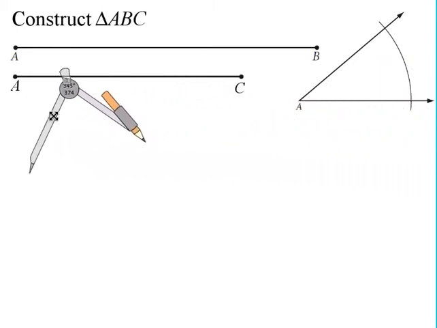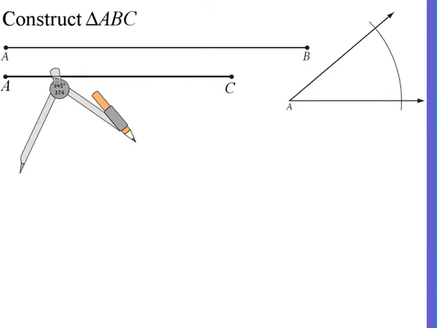Okay, now this one says construct triangle ABC, and I'm given 2 sides and an angle. Once again, where do you think I'm going to start? The longest side. So AB, I'm going to go ahead and start with a straight line. Now this one is taken from number 5 on page 172.